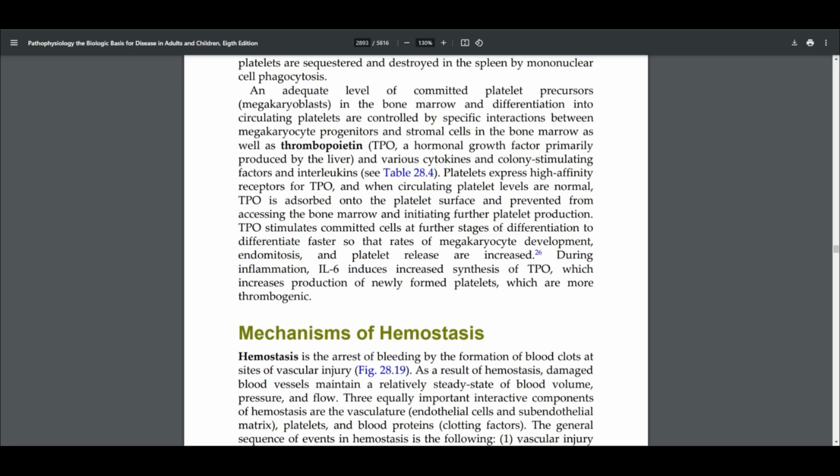TPO stimulates committed cells at further stages of differentiation to differentiate faster so that rates of megakaryocyte development, endomitosis, and platelet release are increased. During inflammation, interleukin 6 induces increased synthesis of TPO, which increases production of newly formed platelets, which are more thrombogenic.